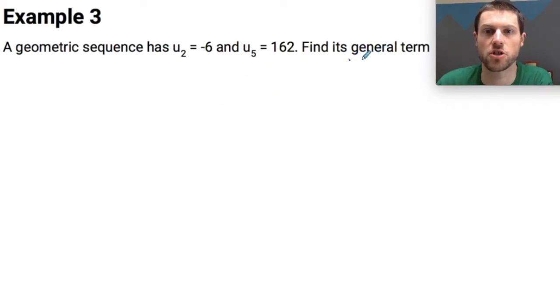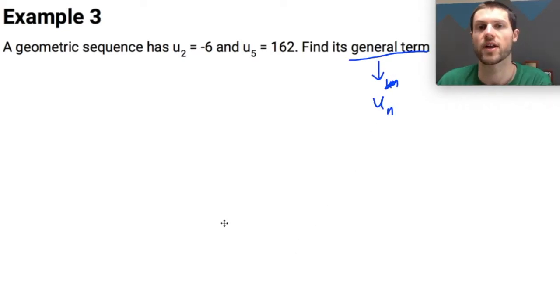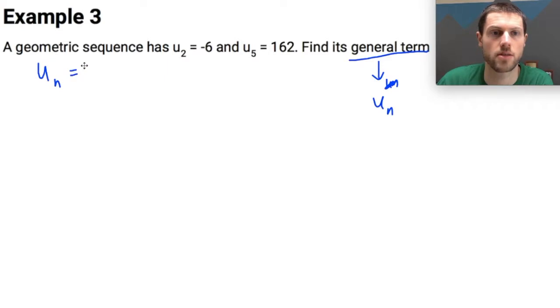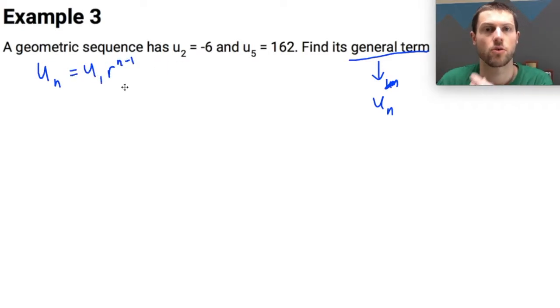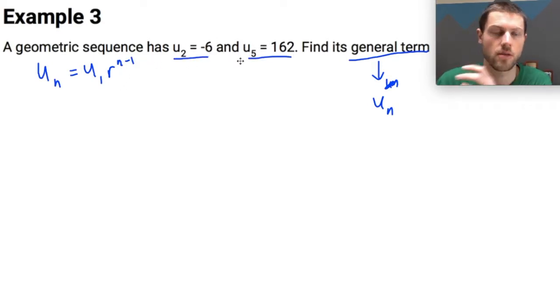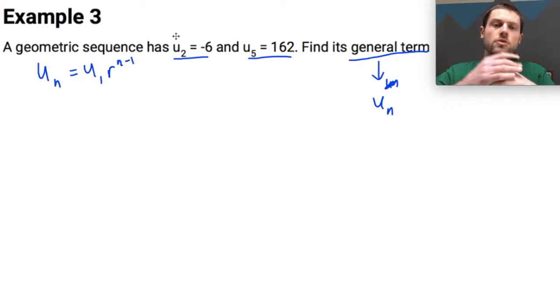We want to find its general term, and that's a way of saying find what U sub n is equal to, or find the equation for the general term. So we're going to use basically the skeleton of our equation: U sub n is equal to U sub 1 times r to the n minus 1 power. That's the general formula, and we're going to use each of these facts, substitute them into our equation, and then combine those equations to get out the missing information.